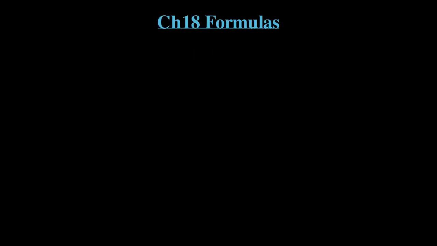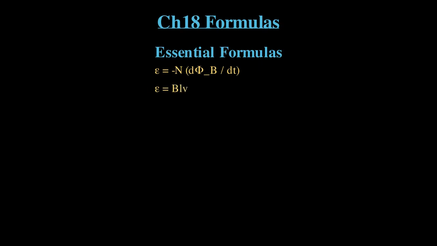Now for the tools of the trade, the formulas. The most important one is Faraday's law, which mathematically is EMF equals minus N times dΦB by dt. The minus sign represents Lenz's law. For a straight conductor moving in a field, the motional EMF is simply EMF equals BLV. For an AC generator, the induced EMF varies with time. Its expression is EMF equals NBAω sin ωt.